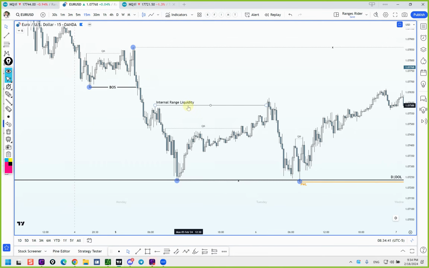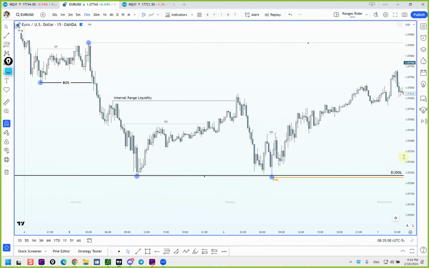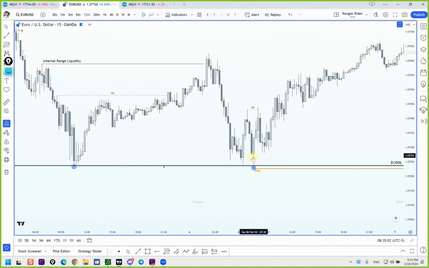Okay, we take the internal range liquidity, then we are looking for the external range liquidity. This was the external range liquidity, so this was the range from here to here. The market came like this, took the internal range liquidity, and then the external range liquidity. But notice here what the market did. It's just the wick. The market didn't close below the level. This was the level. Let me remove this one.